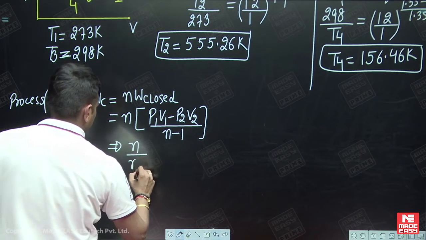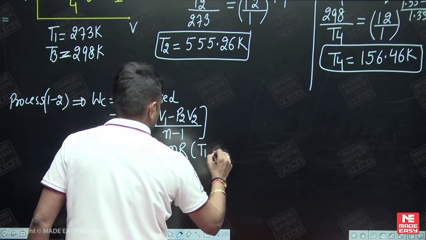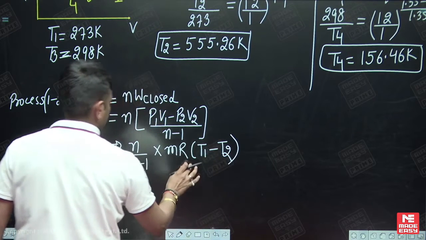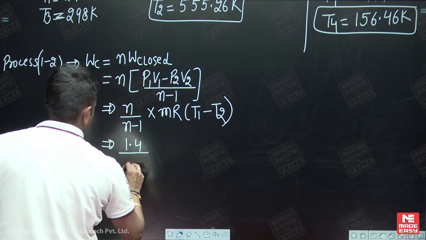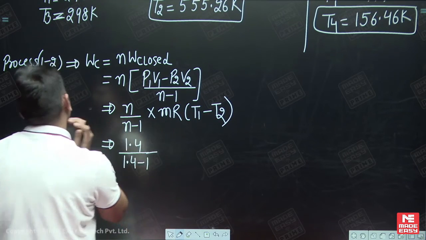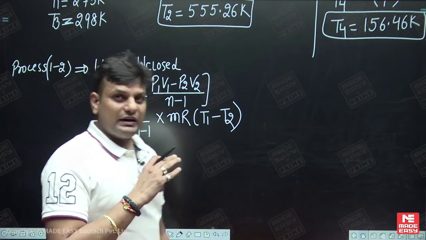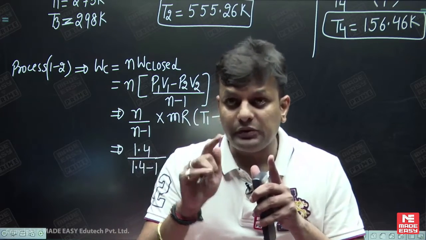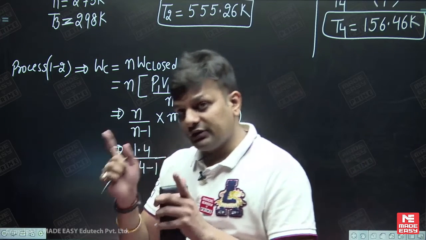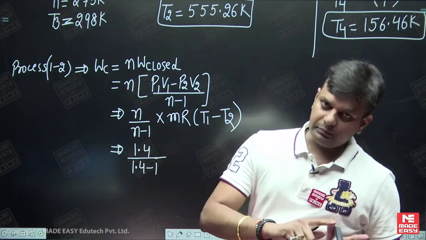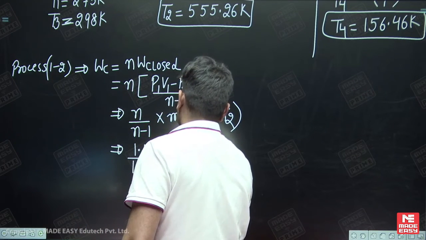So n upon n minus 1, PV is equal to MRT, so MRT times T1 minus T2. What is the value of the index? 1.4 upon 1.4 minus 1. You can use n or you can use gamma, because in the case of work there is no difference. Polytropic means heat interaction is not equal to 0, adiabatic means heat is 0, but there is no difference in terms of work. Just replace n with gamma or gamma with n. So per kg I will calculate.